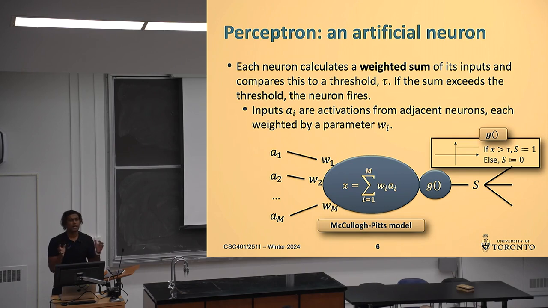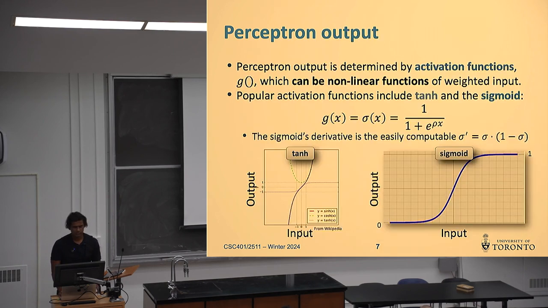If we juxtapose that with a perceptron or an artificial neuron, we can see that an analogous scenario is happening here, where you have a bunch of inputs or activations coming, and in the center you're calculating the total weight, and if it's above a certain threshold, you fire. If it's below that, then you're suppressing that signal. The output is determined by what we call activation functions, which are nonlinear functions of the weighted input.